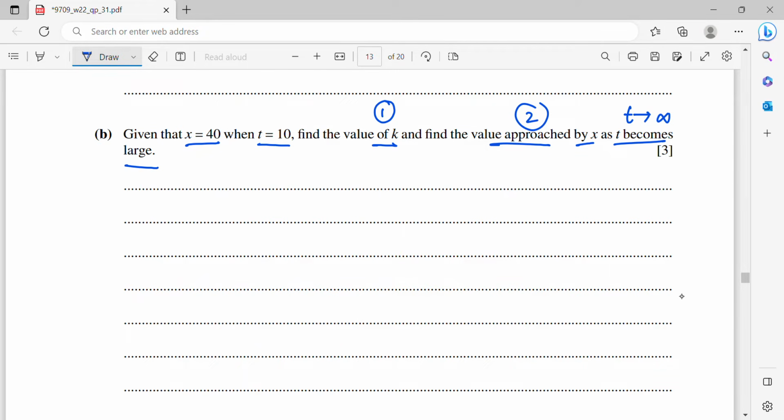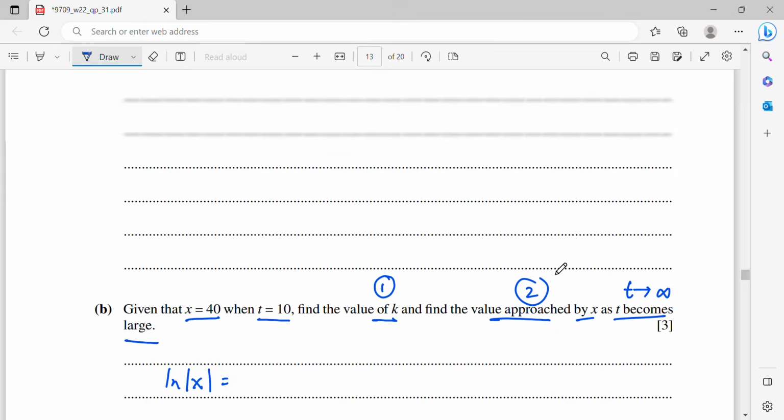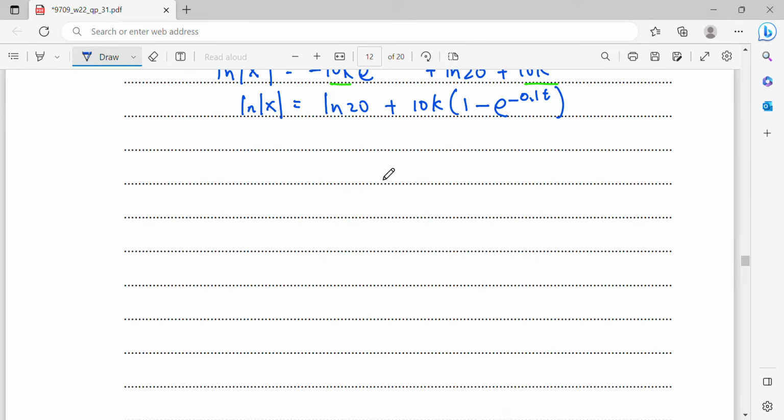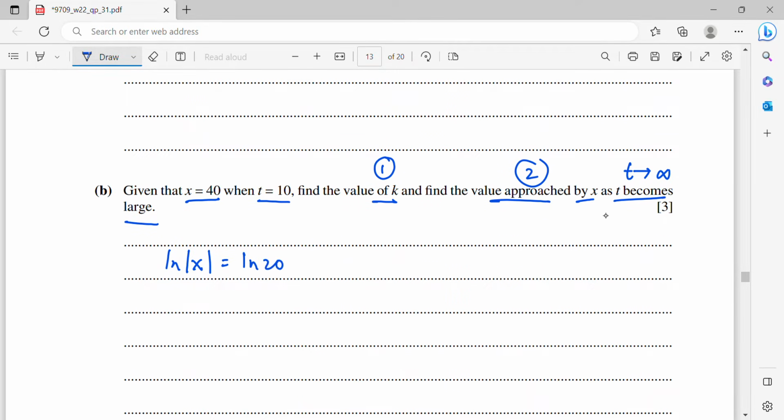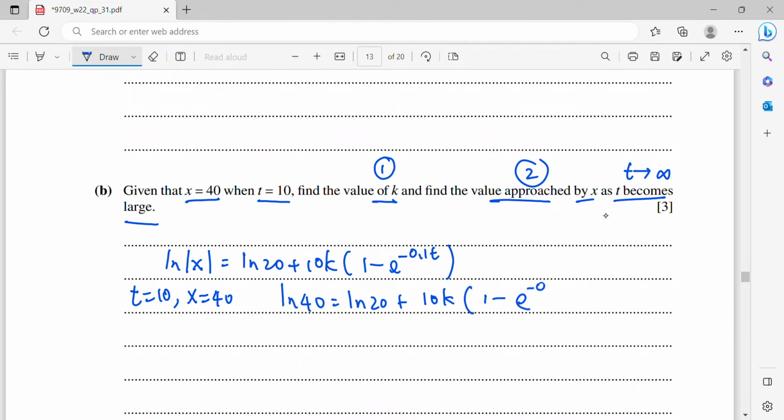So now, before we get the k, let me copy down the solution first. ln modulus x equals ln 20 plus 10k bracket 1 minus e negative 0.1t. So when t equals 10, your x is 40. So now ln 40 equals ln 20 plus 10k bracket 1 minus e negative 0.1 times 10, because t is 10. So now I will simplify first.